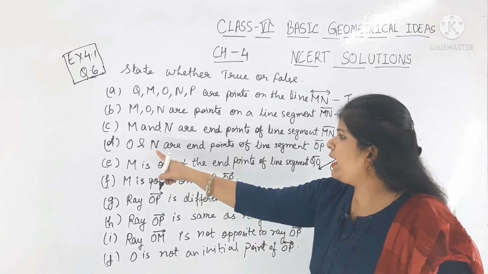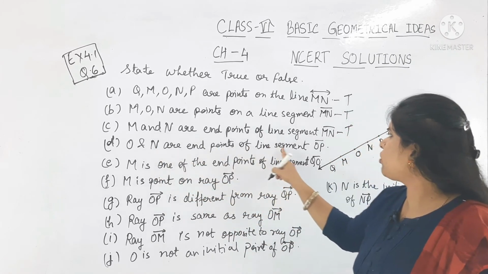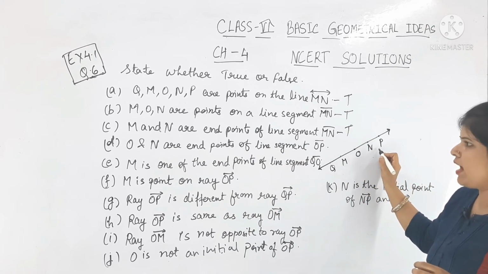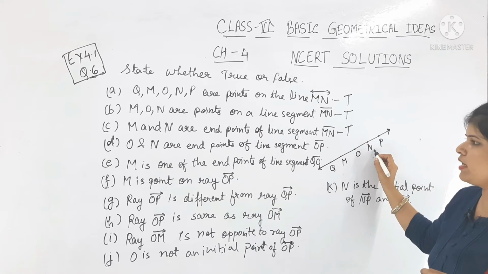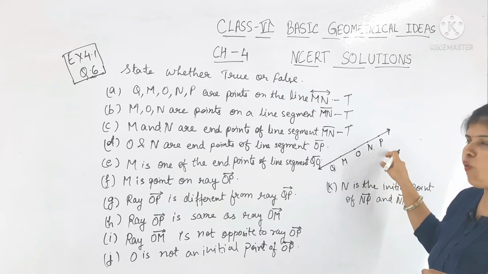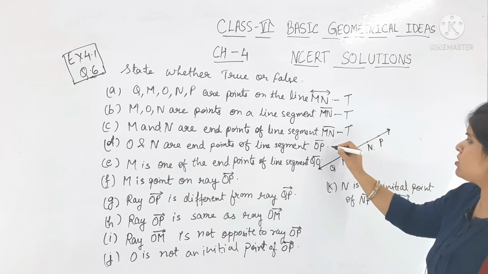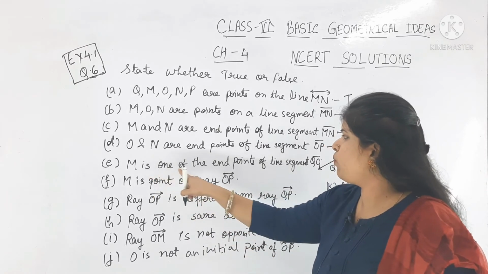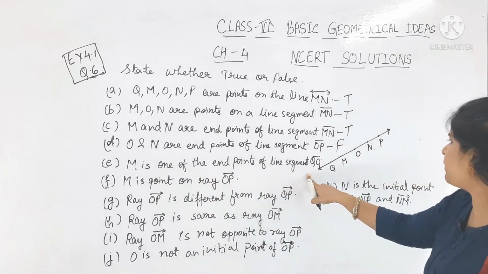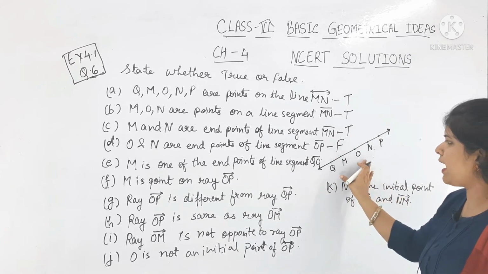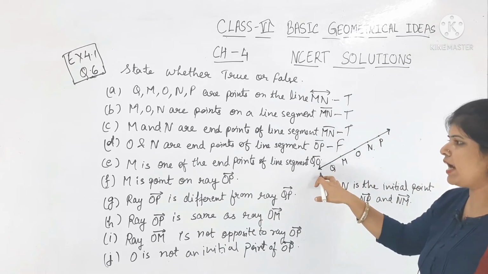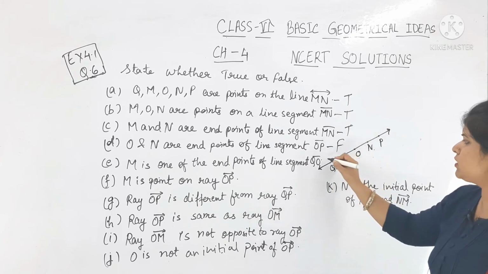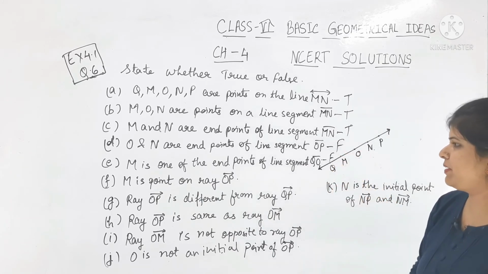Now O and N are endpoints of line segment OP. So this is the OP and endpoints are O and N, it is written. But here O and P are the endpoints. So this is the false statement. M is one of the endpoints of line segment QO. So QO is the line segment and M is one endpoint, it is written, but it is in the middle of QO. So this is the false statement.